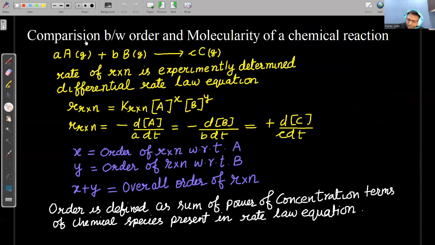Now, comparison between order and molecularity of a chemical reaction.